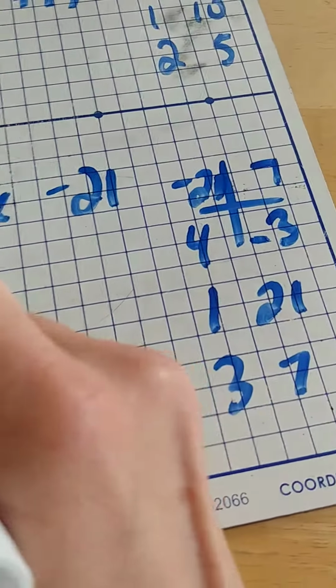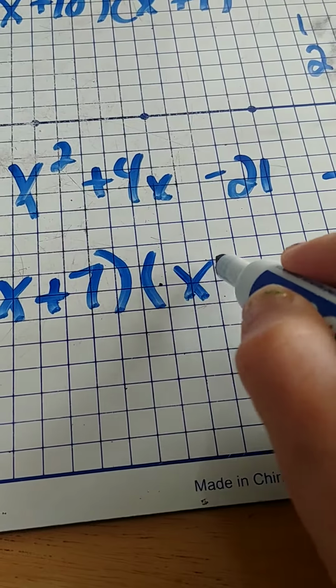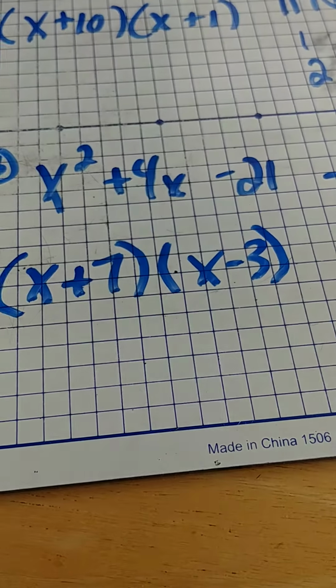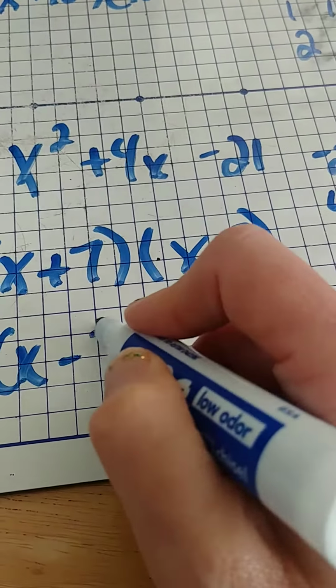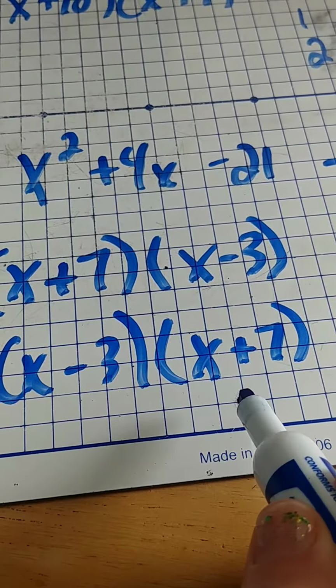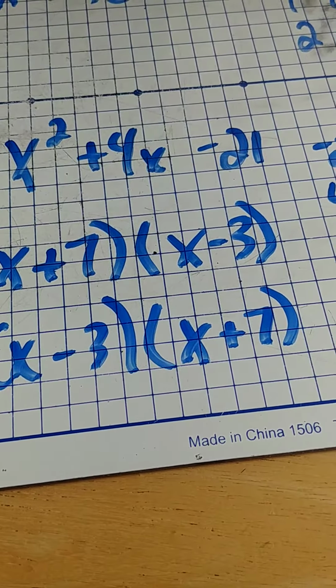x plus 7 and x minus 3 are going to be our answers. And remember, you can write it x minus 3 and x plus 7. The order doesn't matter, but the 3 needs to be negative and the 7 needs to be positive.